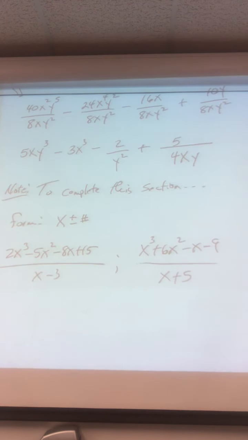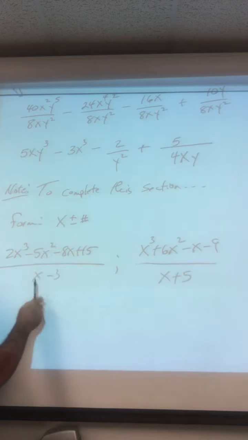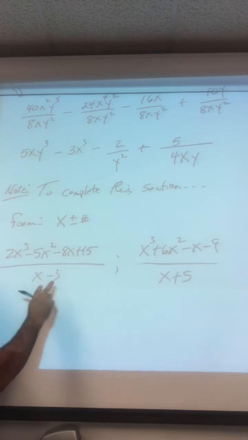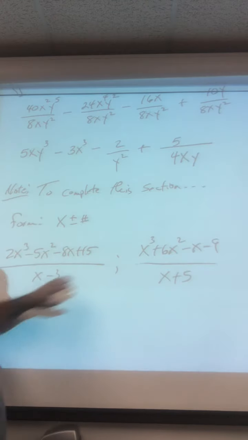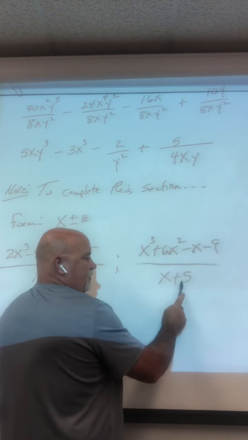Look at these 2 problems right here. How many terms is up here? 1, 2, 3, 4 terms. How many terms is in the bottom? 2 terms. But look at what's down here: x minus a number. Now, look at this one over here. 4 terms up here. Look at what you're dividing by.